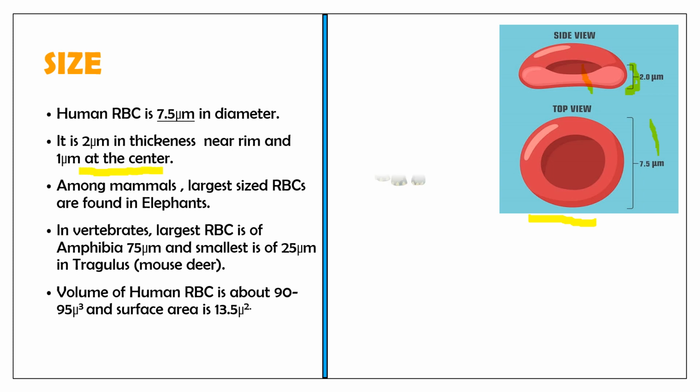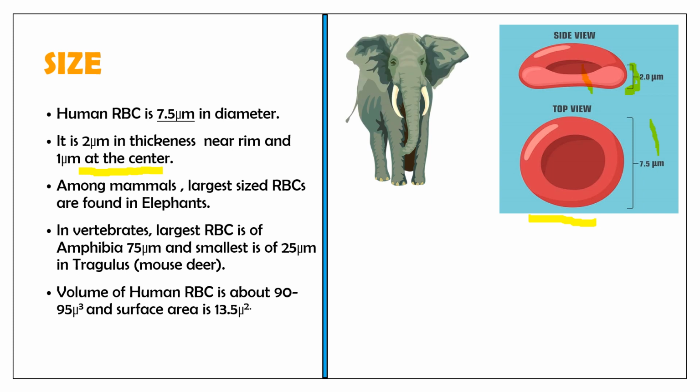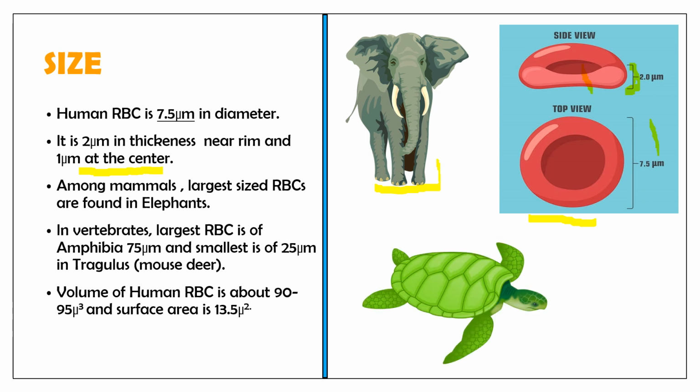Among mammals, elephants have the largest RBCs, and among vertebrates, amphibians have the largest RBCs, and the smallest are those of the mouse deer. The volume of a human RBC is around 90 to 95 cubic micrometers, and the surface area is around 130 square micrometers.